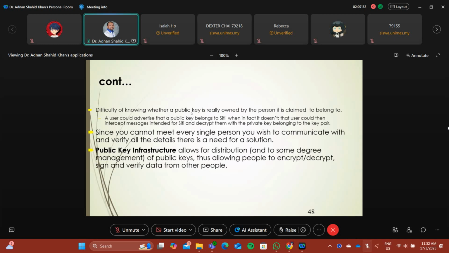There is difficulty in knowing whether a public key is really owned by the person it is claimed to belong to. A user could advertise a public key as belonging to City, when in fact it doesn't. That user could then intercept messages intended for City and decrypt them with the private key belonging to the key pair. Since you cannot meet every single person you wish to communicate with and verify all the data, there is a need for a solution. Public key infrastructure allows for distribution and, to some degree, management of public keys, thus allowing people to encrypt, decrypt, sign and verify data from other people.